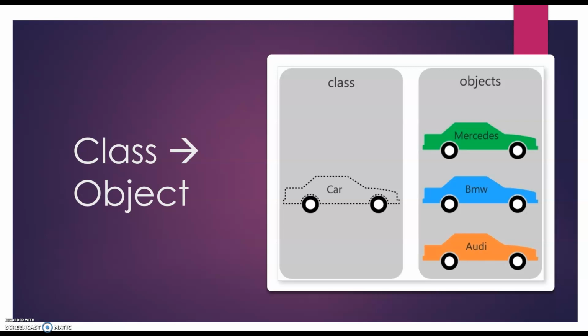And we make objects from the class, or from the blueprint. So from that class blueprint, multiple objects can be created. From the car class that we see on the screen, we're able to create a Mercedes object, a BMW object, and an Audi object.